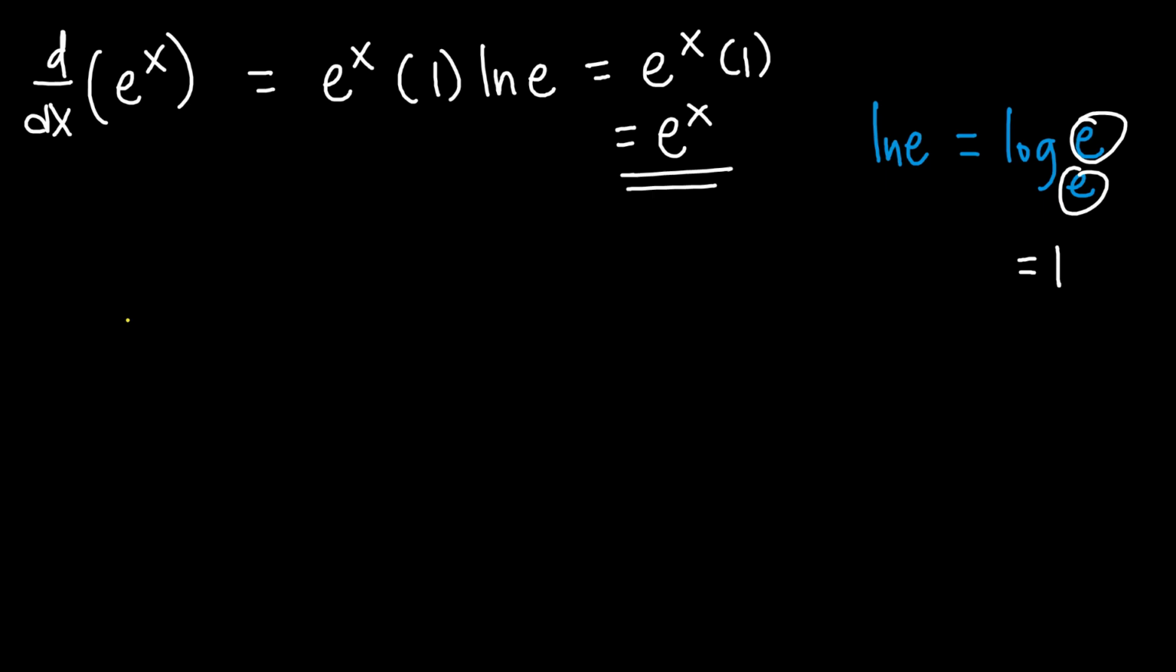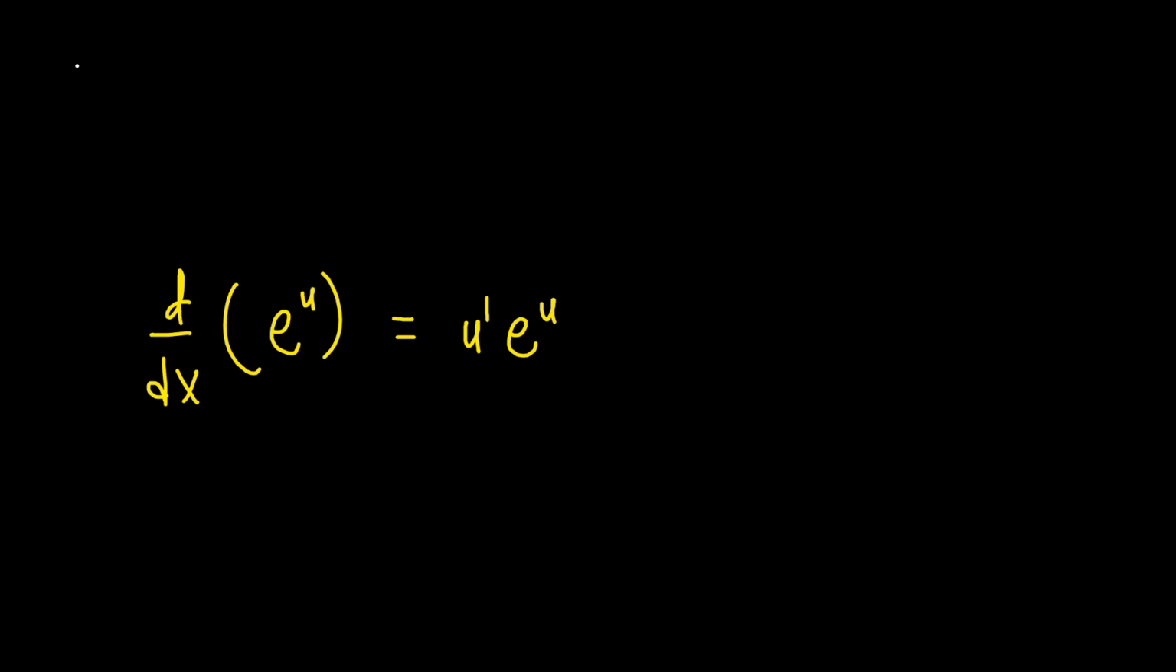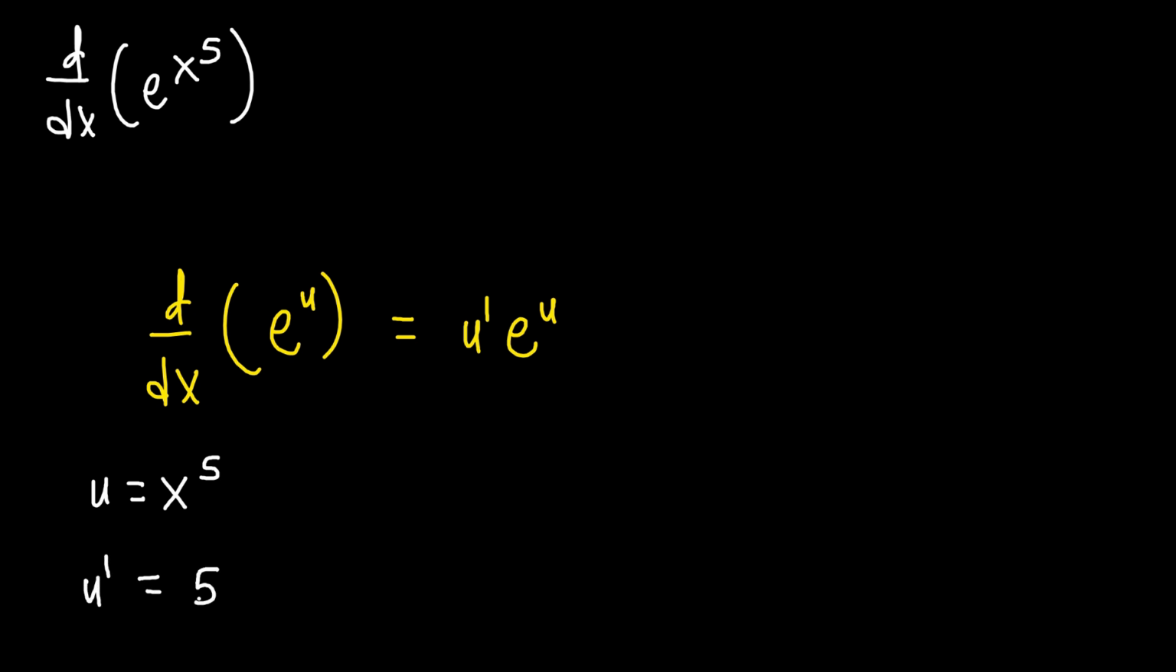So we can simplify our formula and say that whenever you have the derivative of e to the power of u, this will be equal to u prime times e to the power of u. Now let's look at some examples. Find the derivative of e raised to the power of x to the power of 5. In this case, u will be equal to x to the power of 5. And if we differentiate this, u prime will be equal to 5 times x to the power of 4. So this will be equal to u prime, which is 5 times x to the power of 4, and then times e to the power of u, which is x to the power of 5.